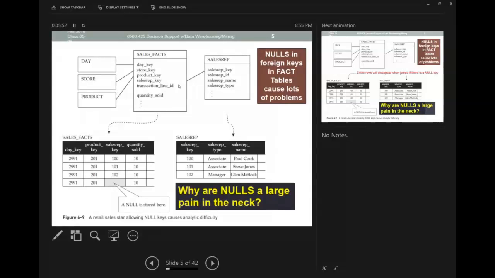So let's say if you look at this particular example of a sales fact key. On day 2991, we sold product 201. We sold 10 of it, but we did not record who the sales rep was for that. For some reason, that data was missing. Maybe it was at a store and there was a self-checkout, or I don't know. But what actually happens when we have a fact table that doesn't have anything in sales rep?